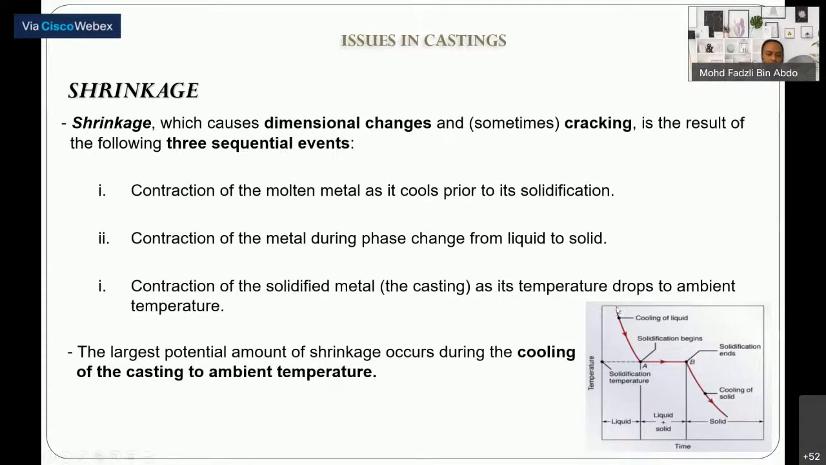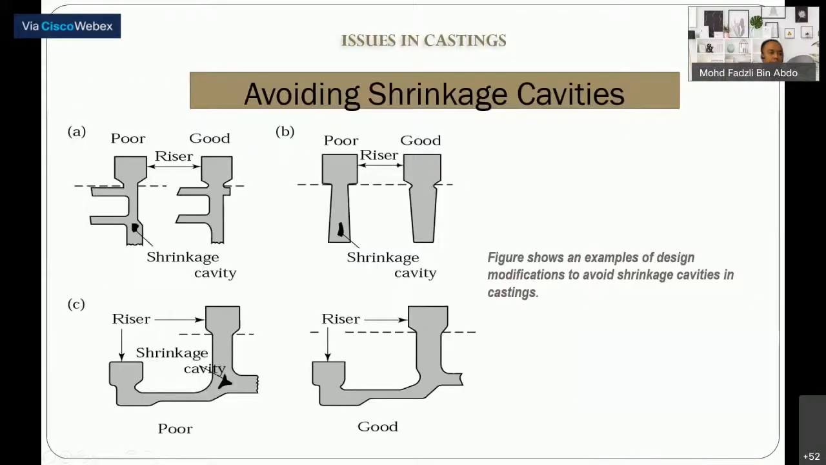Maksudnya solidification tu boleh berlaku di sini, boleh berlaku di sini dan juga boleh berlaku di sini. Tapi the most shrinkage occur at this facet, antara B ke room, antara solidification temperature until the room temperature. Okay. This is avoiding shrinkage cavities, untuk kita avoidkan shrinkage cavities tadi.